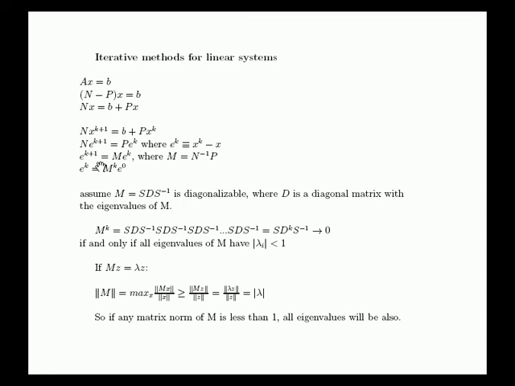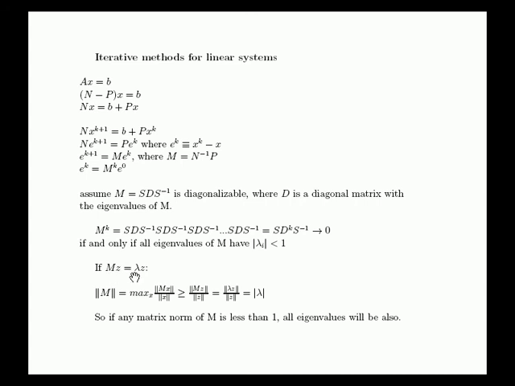So your iterative method, you want to have M, which is N inverse P. Remember, N is the part you leave on the left-hand side, P is the part you take to the right-hand side. N inverse P needs to have all eigenvalues less than 1.